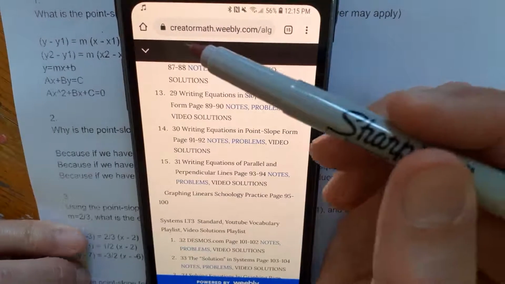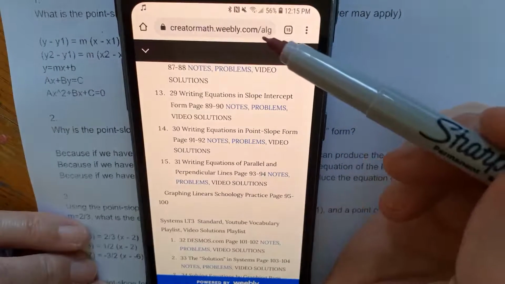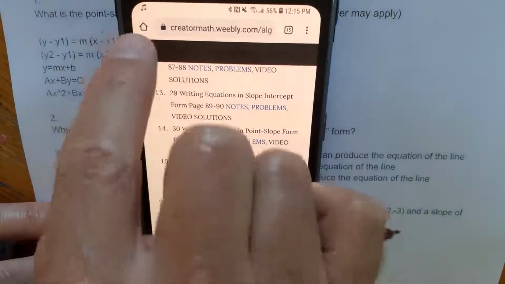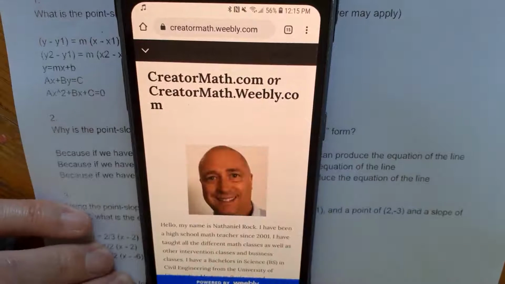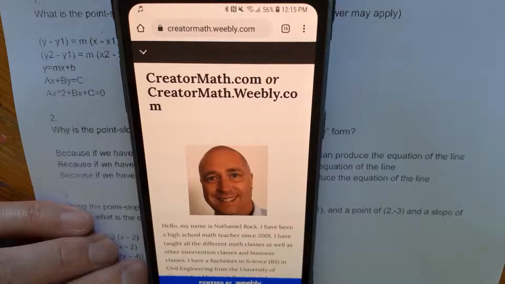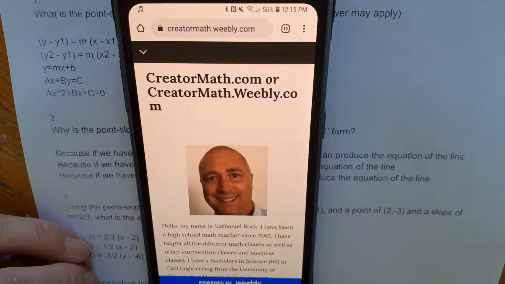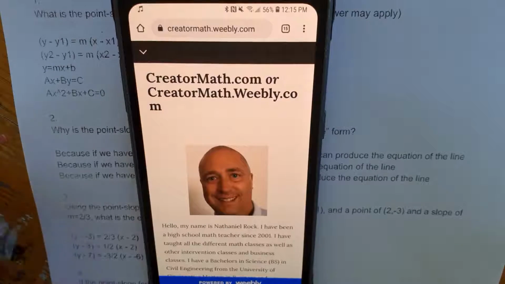So here's the actual website name, CreatorMath.weebly.com. Google that. If you do, hopefully you can get to this home page. Many students still have questions about the composition book. It's totally understandable, but there are answers to it, and it's right here.